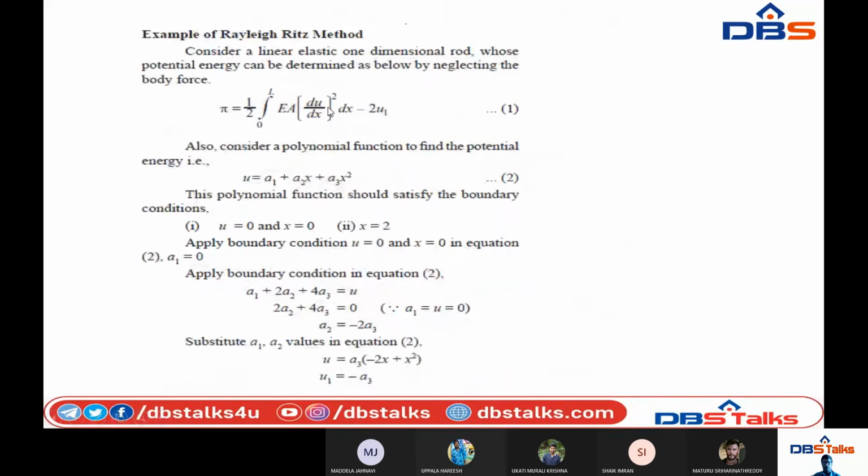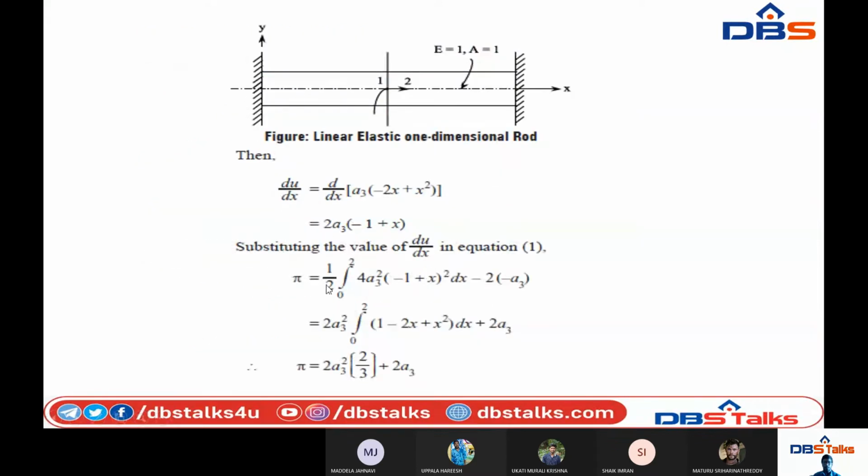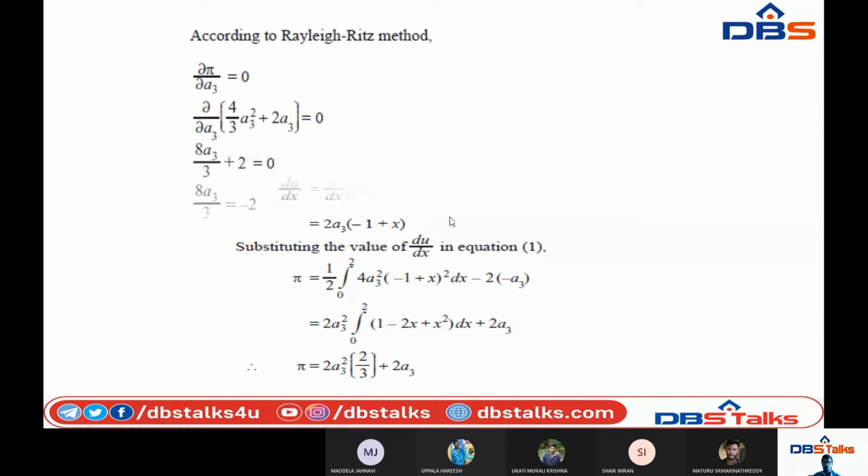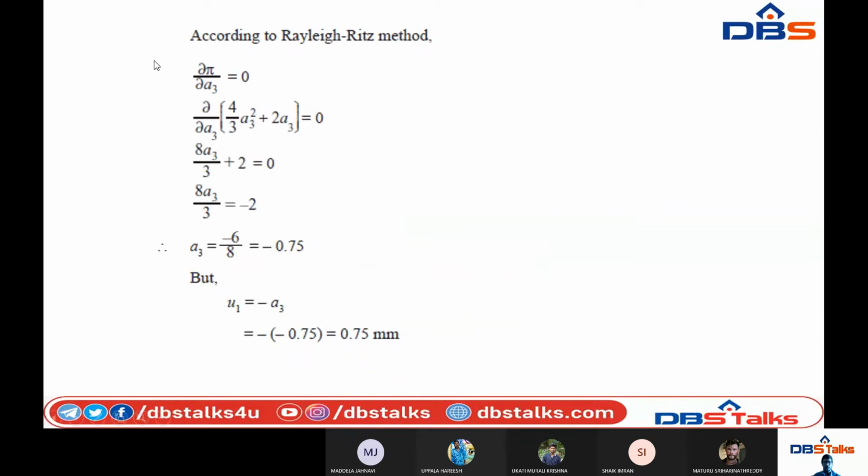First of all, I am assuming the displacement field, that is half integral 0 to L of A du by dx whole square dx minus 2u. It is the displacement function. After that, finding the total potential energy, that means applying the boundary conditions. This is the second step. And the third step is finding the potential energy pi value, and solving the system of equations.